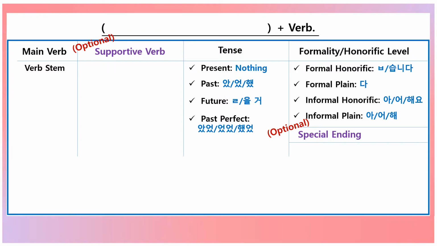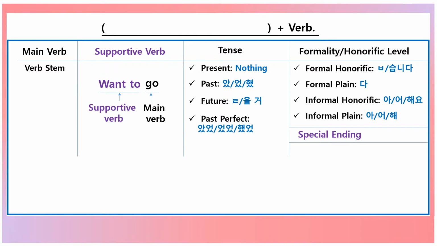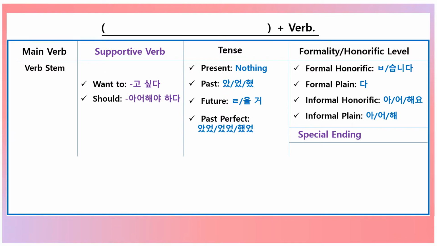What is a supportive verb? Here's an example. Want to go. Go is the main verb and want to is the supportive verb to give a special function as a wish, right? In Korean, we have similar supportive verbs like 고 싶다 for want to, 아야, 어야, or 해야 하다 for should.